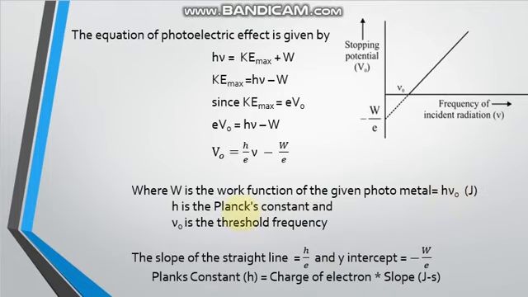So the Planck's constant is determined by using this formula, and nu naught is the threshold frequency, which we can get from this graph where we got the intercept of the straight line on the x-axis. So that position will indicate the nu naught, and by multiplying this Planck's constant with the threshold frequency, you will get the work function of this photometal, which is expressed in joules.